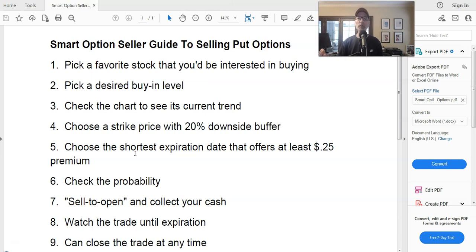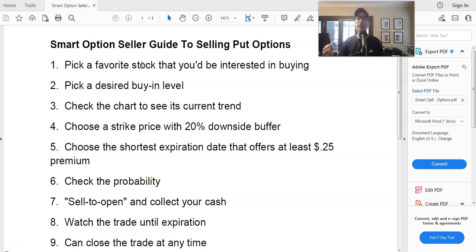So if you're interested in learning how to make some money off of selling put options and potentially buying a stock that you like at a cheaper price, let's go over that right now. So the first thing that you have to do is pick a favorite stock that you'd be interested in buying. Whatever that stock is, however you come across that stock, you'd say, you know what, this stock is good.